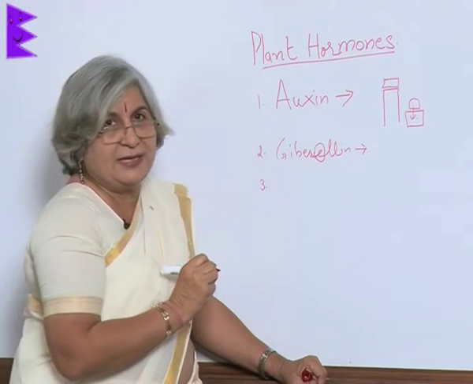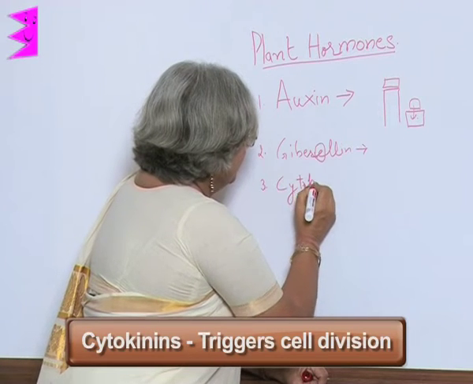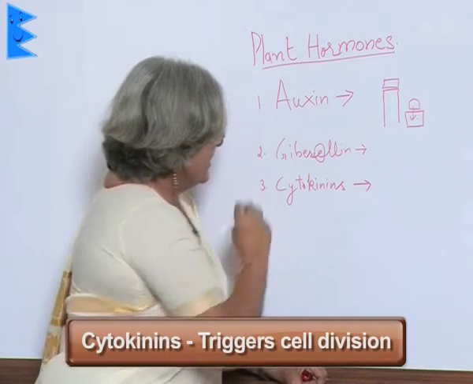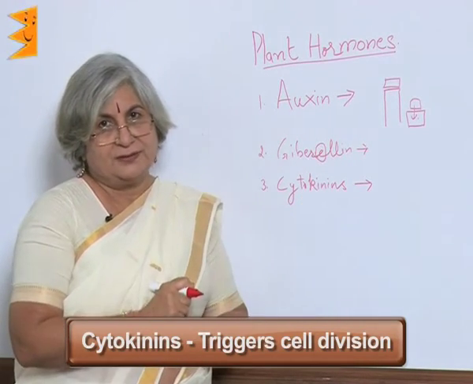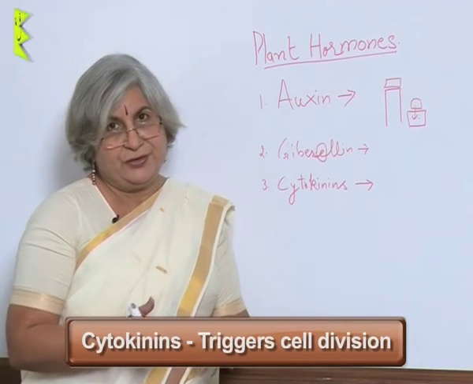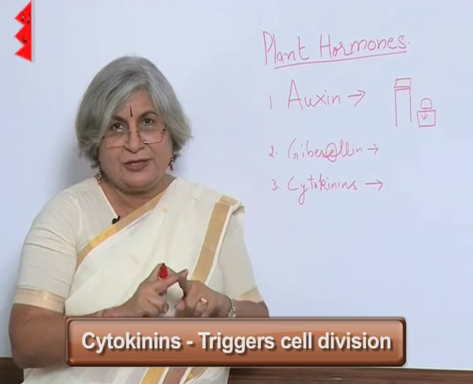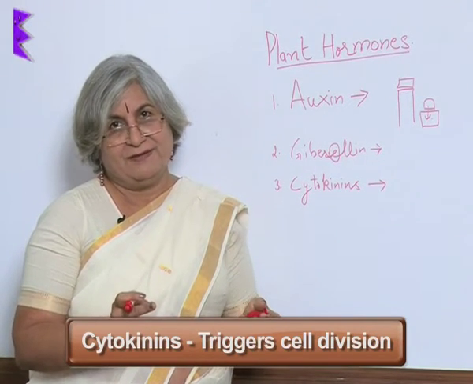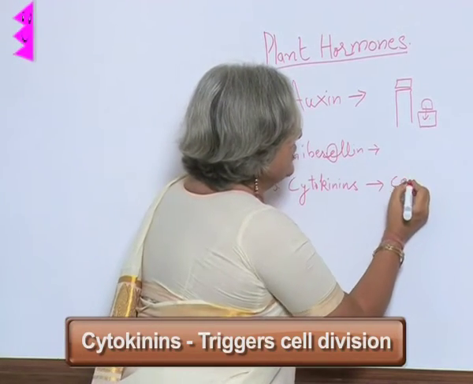And the third one is cytokinins. You have rightly guessed, cyto word refers to cytoplasm and kinins division. So, when the cell is dividing, it is not only the nucleus which divides, it is also the cytoplasm that divides, and cytokinins triggers cell division.